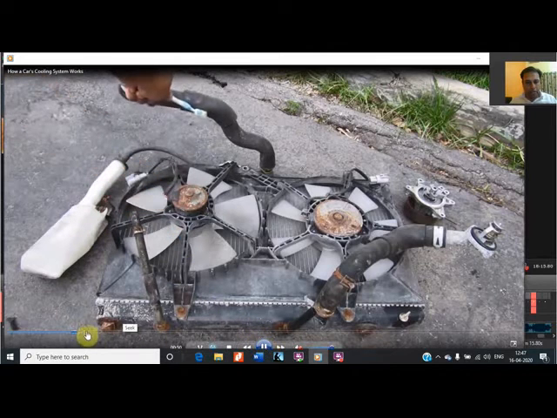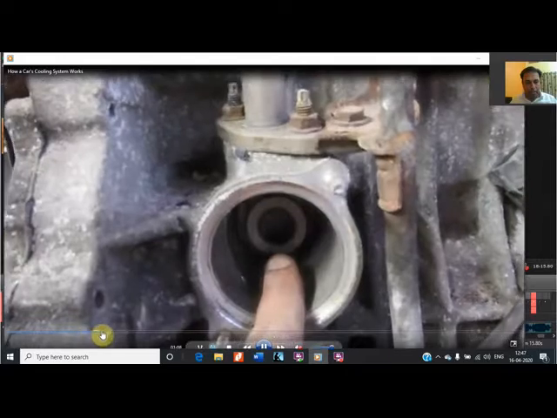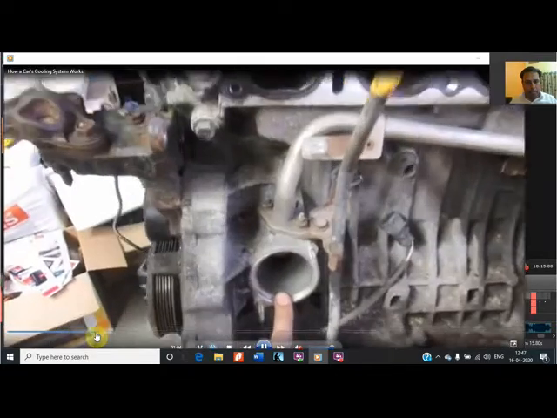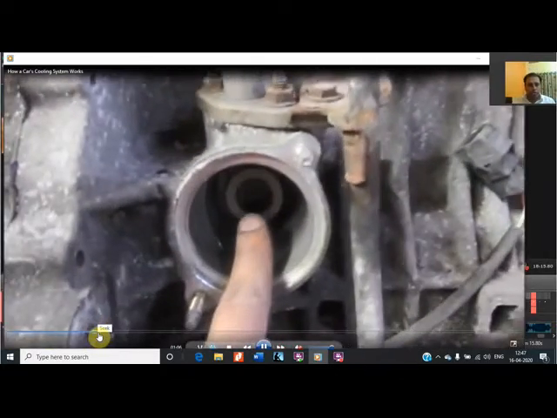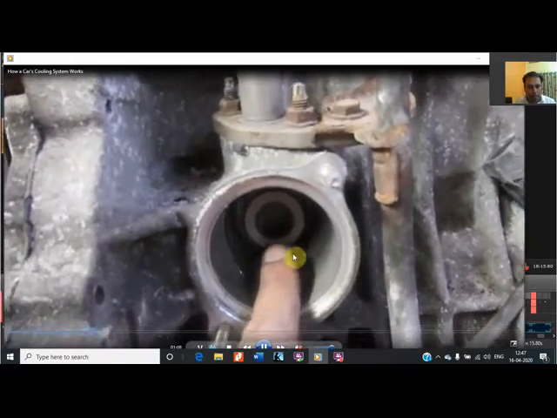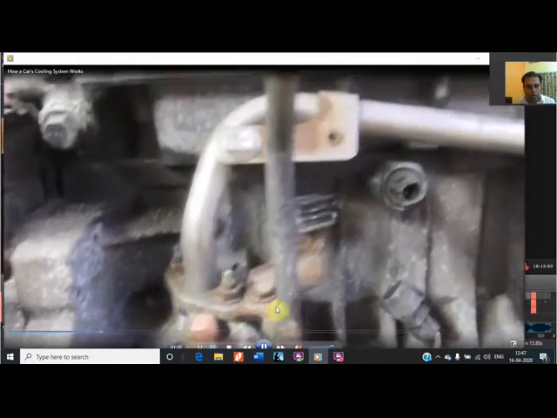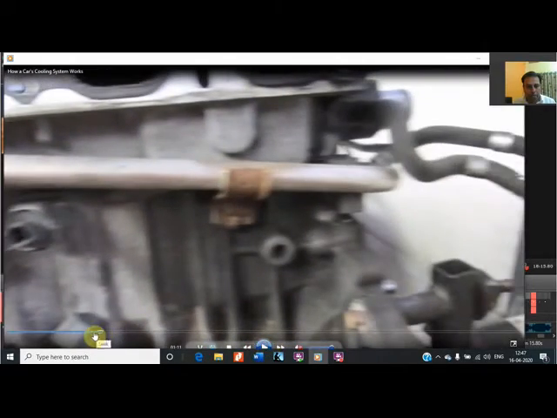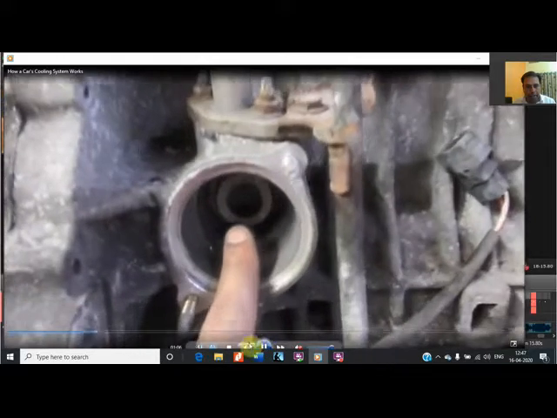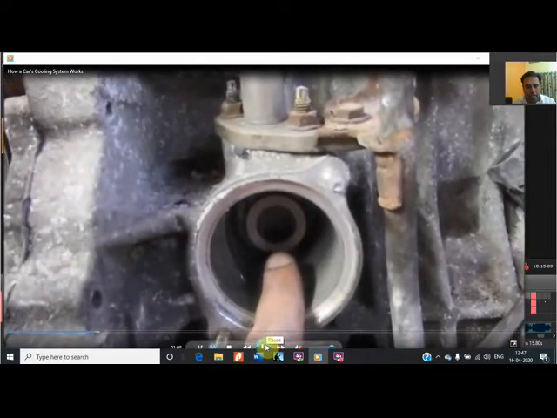Now seeing ahead, what other items are there? One by one he is showing them over here. Presently he is showing the location from where the coolant used to come inside the radiator. And what else is he showing?